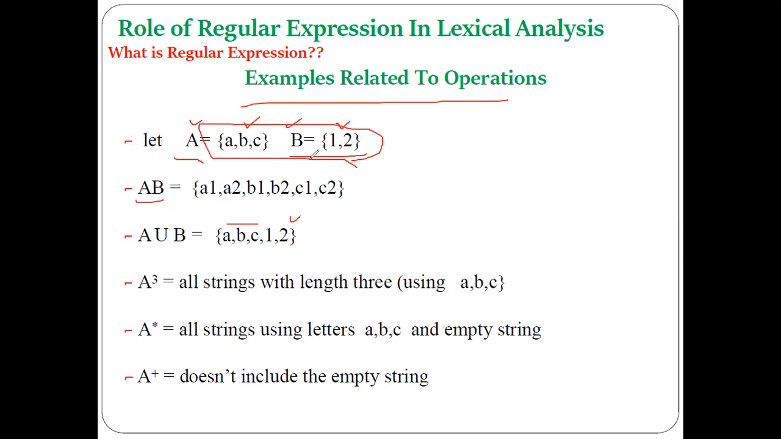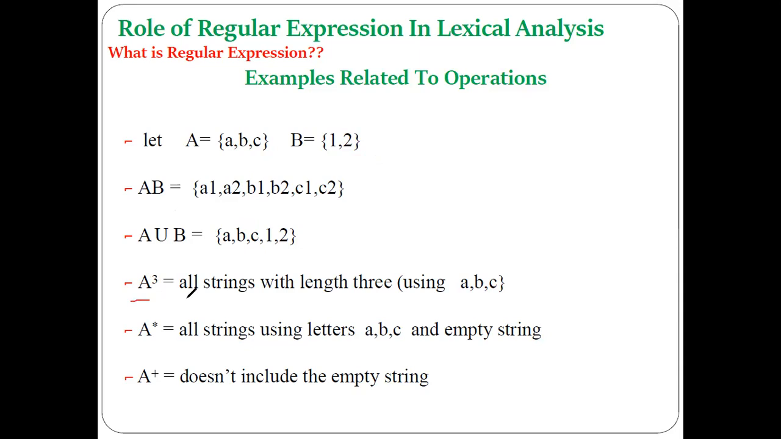Now related to this set, if I mention A raised to 3, an exponential operation, what is the meaning of this? It means all strings with length 3 using A, B, C. You can mention strings like ABC or CBA or BAC. So all the strings which are formed with the help of these letters A, B, C with length 3. That is the meaning of this exponential operation. Whatever possible combination we can get from these 3 letters A, B, C, that is the meaning of this exponential.